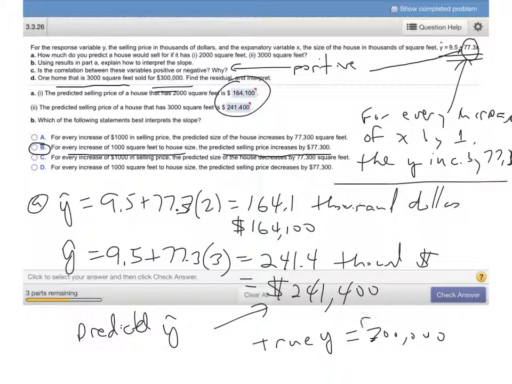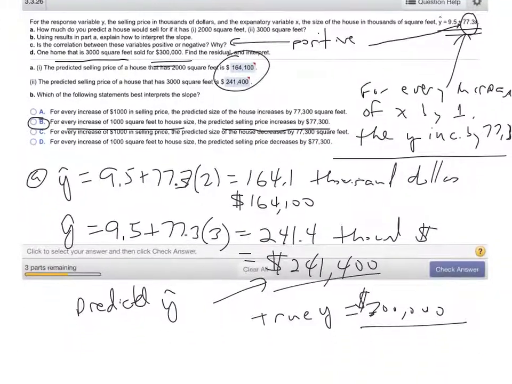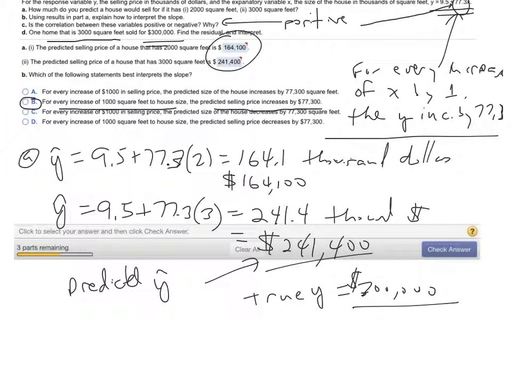Well, the residual, that's in dollars, the residual is just the difference. So if you use our residual formula, you're going to subtract the true Y minus the predicted Y, and that's your residual. So in this case, it's just 300,000 minus 241,400. So that's an easy calculation because you're using the same value that we already got our prediction for.